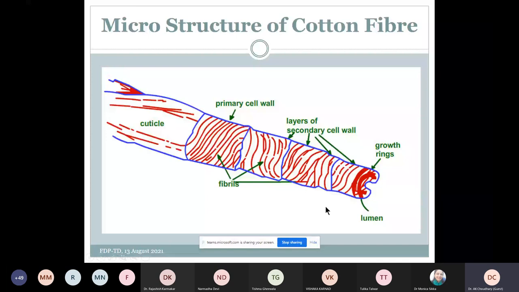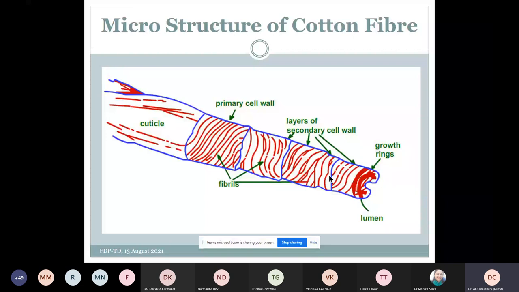Suppose the degree of cell wall thickness is very low and the lumen is very wide, then the fiber will be graded and given a rating of immature fibers, or in some cases the fiber is also called dead fibers, and that fiber is not recommended for spinning. So this is a criterion for judging the quality of the cotton fiber, especially the maturity of the cotton fibers.